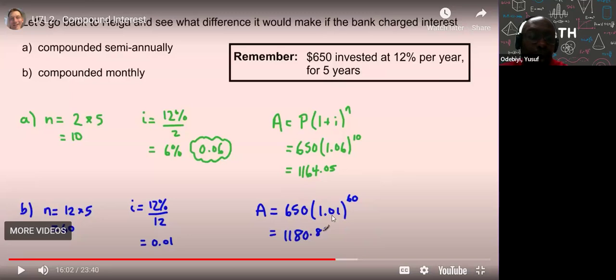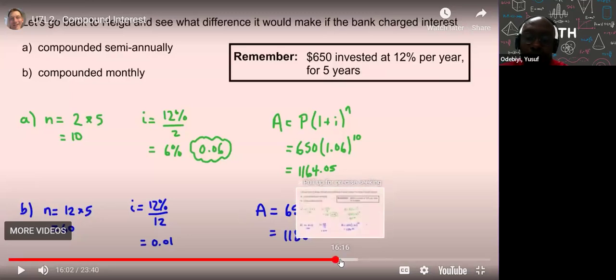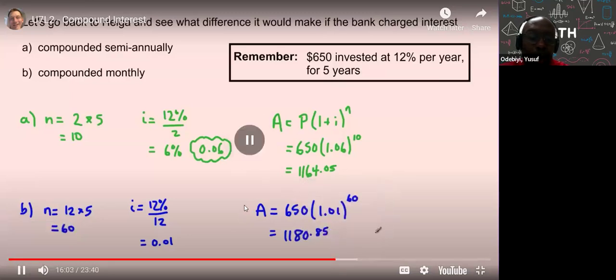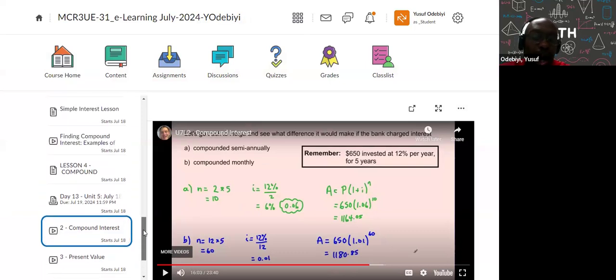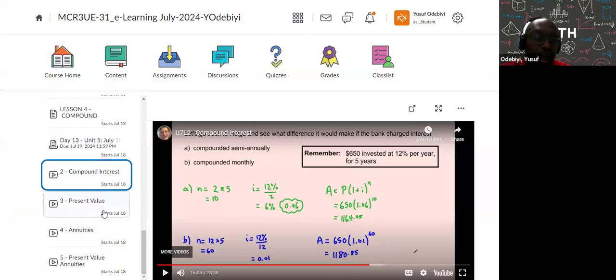I'm going to have to stop here because we're going over time. Okay, let's go back to the rest of the content. Okay, so I did not talk about present value annuities. What I'm going to do, because we have time tomorrow, I'm going to go through these two items here, annuities and present value. Okay, I'll do that tomorrow.